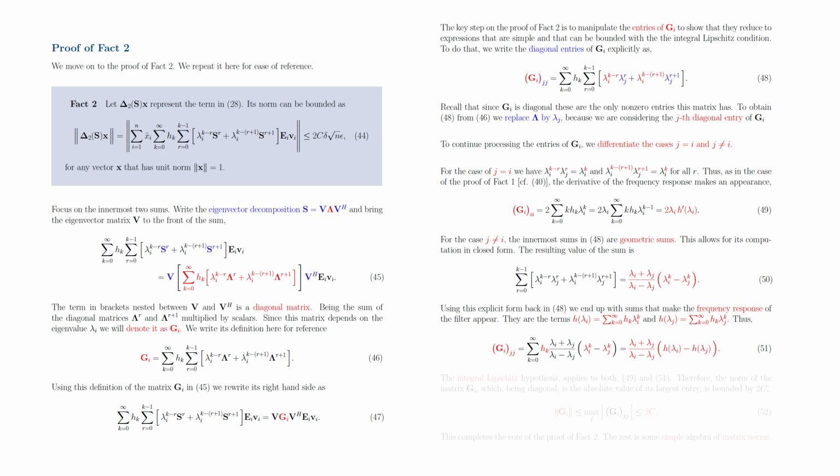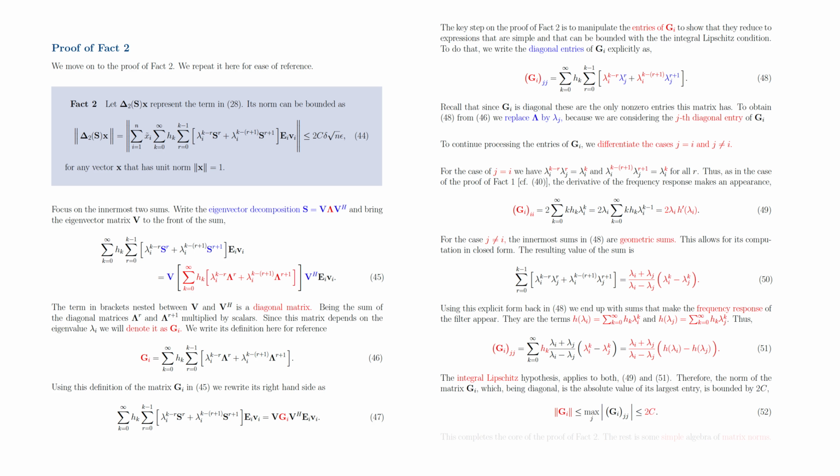When we do that, we end up with sums that make the frequency response of the filter appear. They are the terms h of lambda i, which comes from the summation of h_k times lambda i to the power of k, and h of lambda j, which comes from the sums involving the sum of h_k times lambda j to the power of k. Therefore, we can reduce the jth diagonal entry of the matrix G_i to the expression we show in 51.